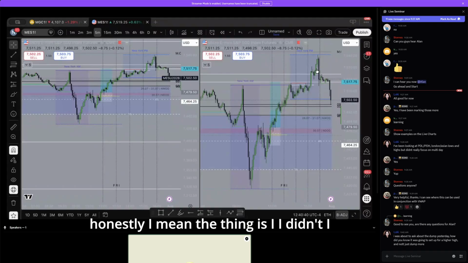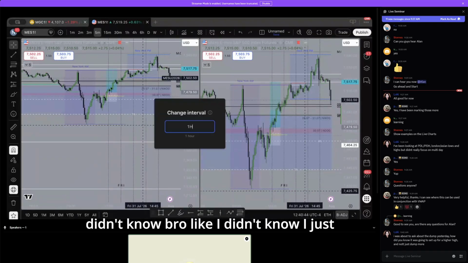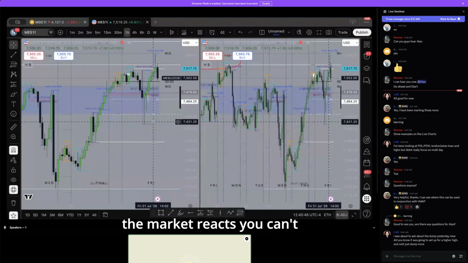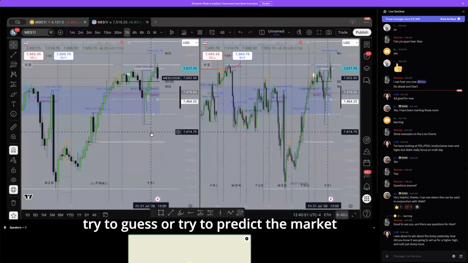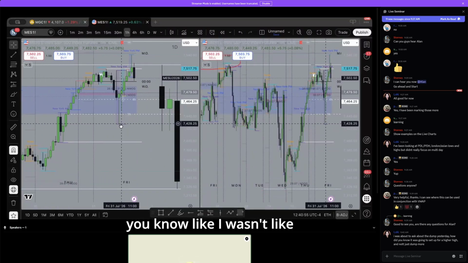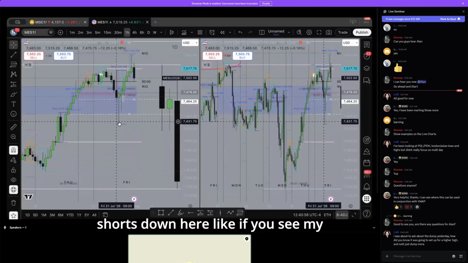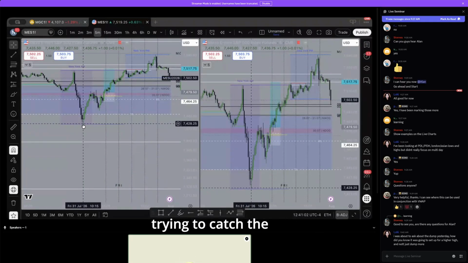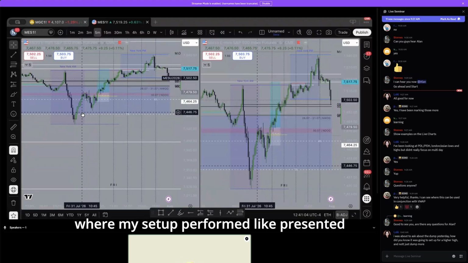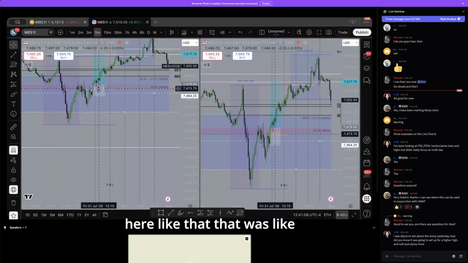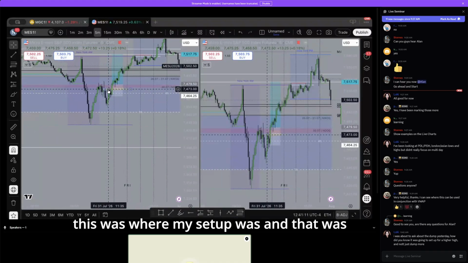Honestly, the thing is, I didn't know, bro. You have to have these things marked out and see how the market reacts. You can't try to guess or predict the market. You have to react to it. I wasn't trying to catch shorts down here. If you guys see my trades, I didn't catch them. I'm not trying to catch the bottom. I want to catch where my setup presented itself, which was right here. That was where my setup was.